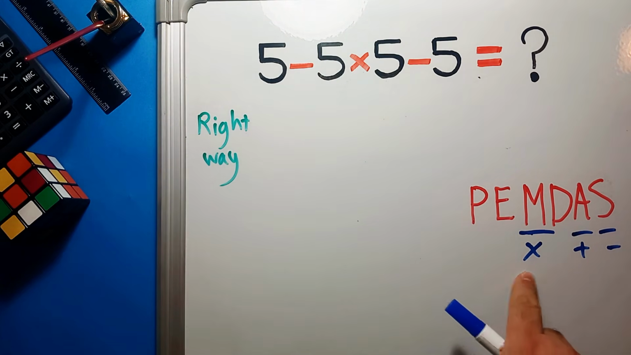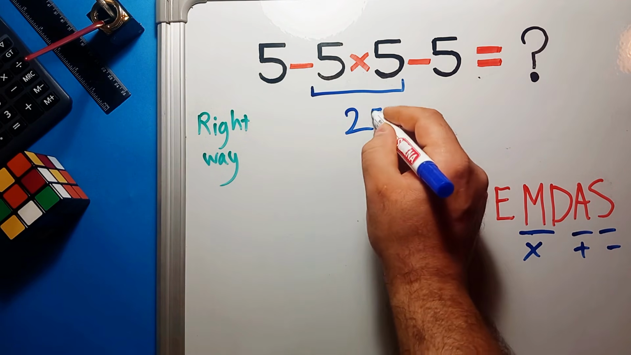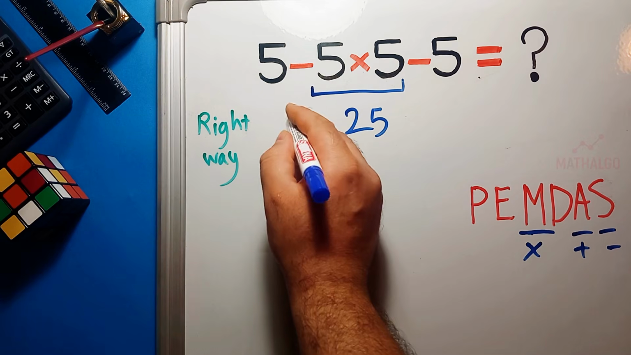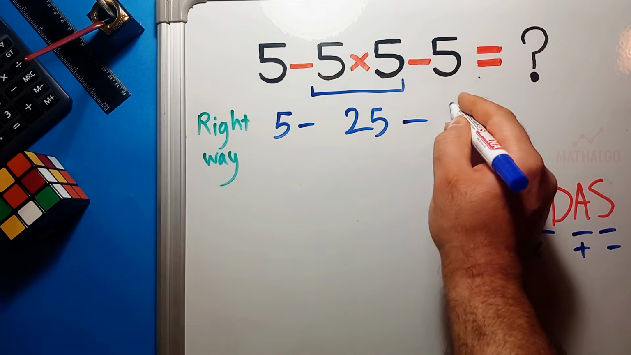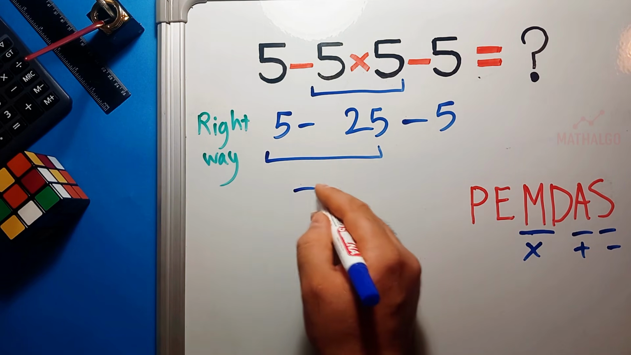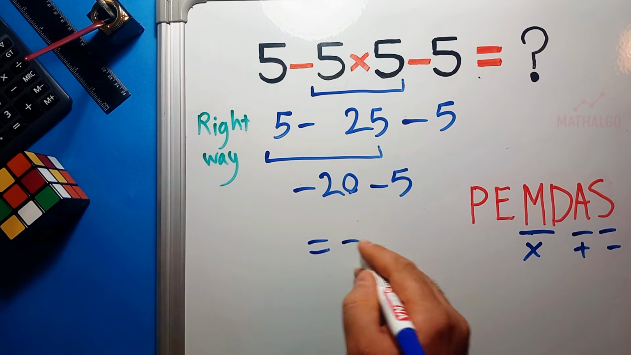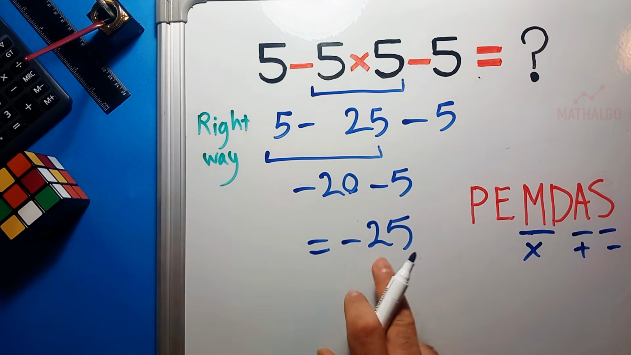First, handle the multiplication. 5 times 5 is 25. Now the expression becomes 5 minus 25 minus 5. 5 minus 25 equals negative 20. Negative 20 minus 5 equals negative 25. So the correct answer is negative 25.